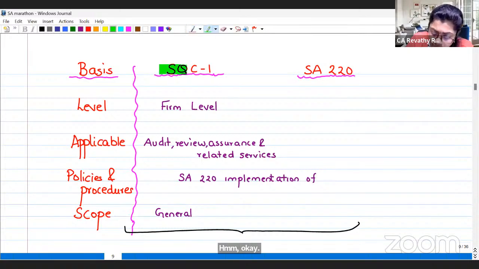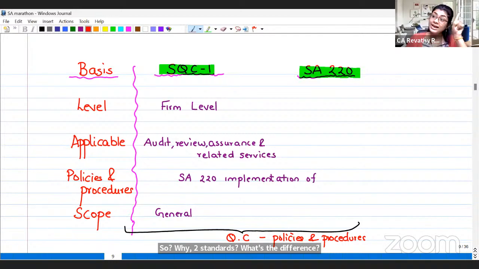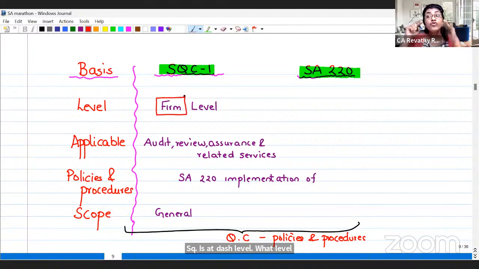See guys, SQC and SA 220, same genesis, same parents. May I know what is the similarity? Both SQC and SA 220 deal with quality control, QC, meaning policies and procedures. So why two standards? What's the difference? SQC is at what level? Firm level.